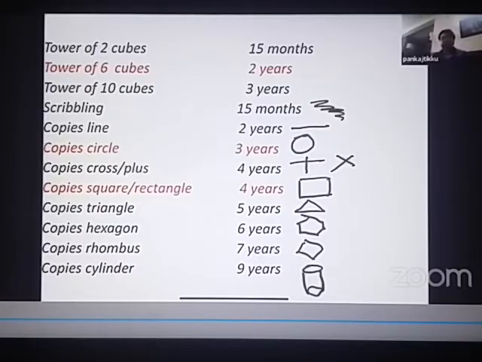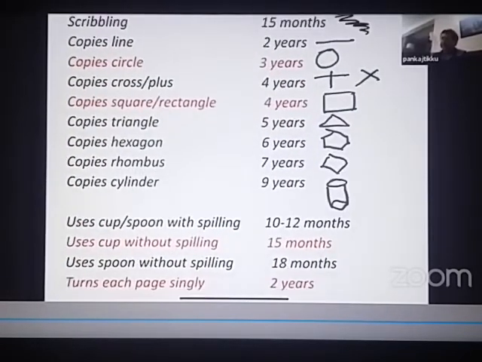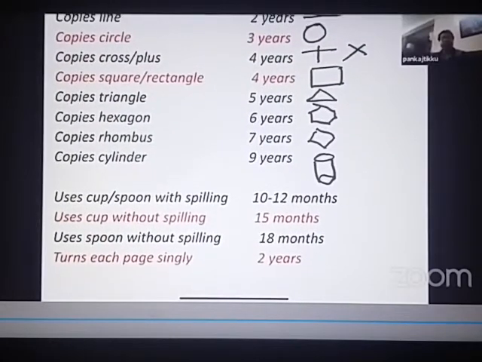All of this is again just revision. Then he uses a cup and a spoon with spilling the content. So he's using a cup and a spoon for the first time, with spilling the contents at 10 to 12 months. But he can use a cup without spilling for the first time at 15 months, a spoon without spilling for the first time at 18 months, and he can turn each page of a book singly or individually at the age of 2 years.